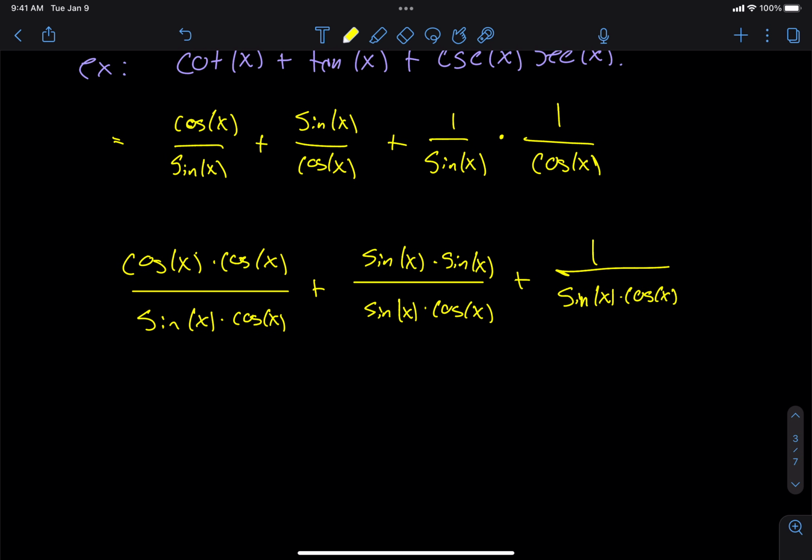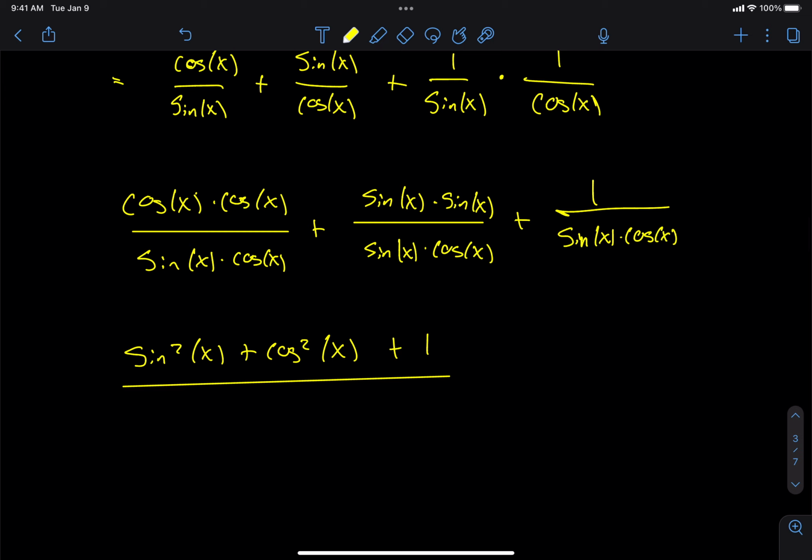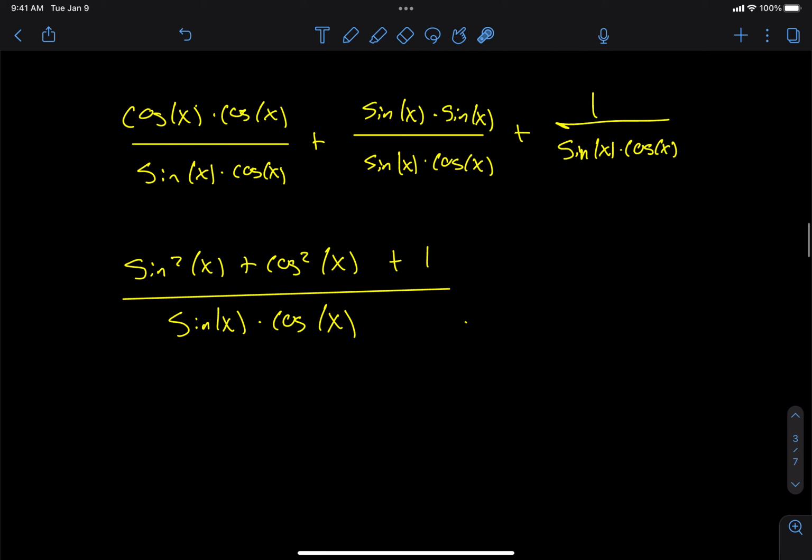Okay, so now what do I get? I get something like sine squared of x plus cosine squared of x plus 1, divided by sine of x times cosine of x. Okay, now we have it as a single fraction, but I can still simplify this even more. Does anyone see how I can simplify this a little bit further?